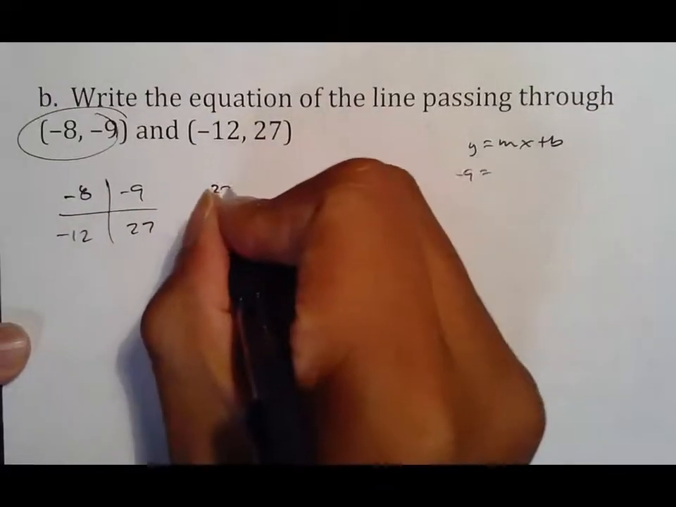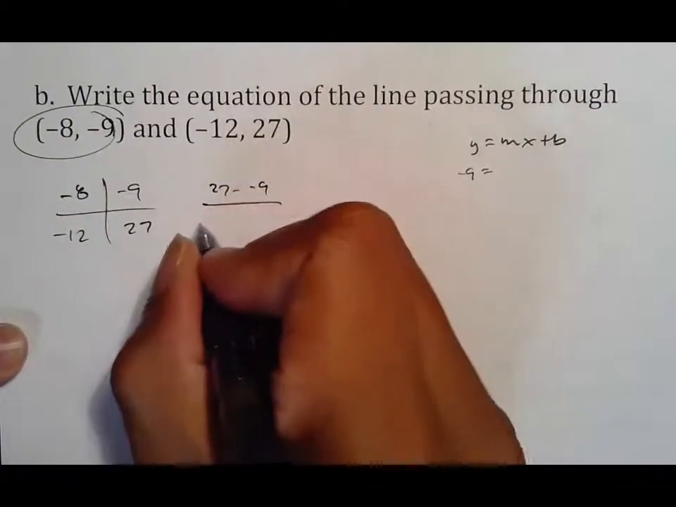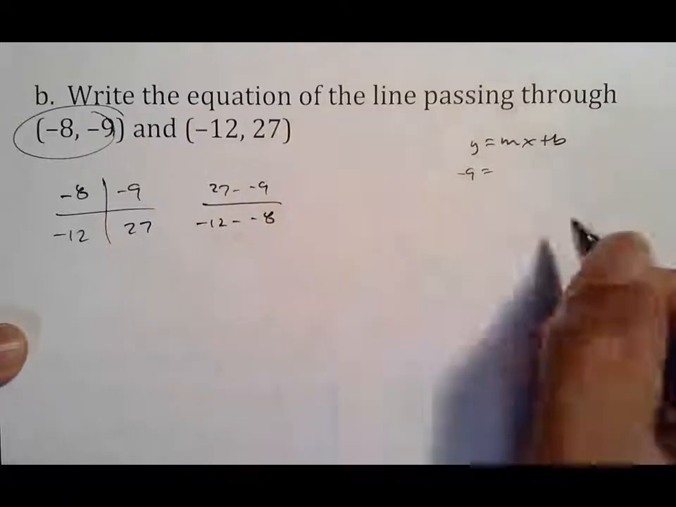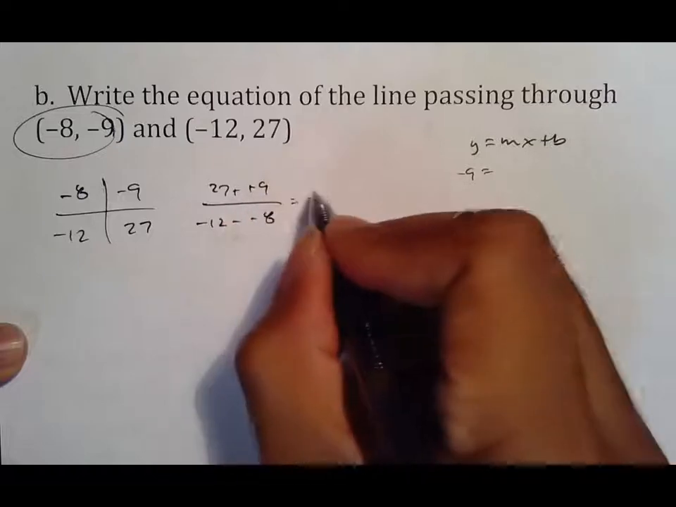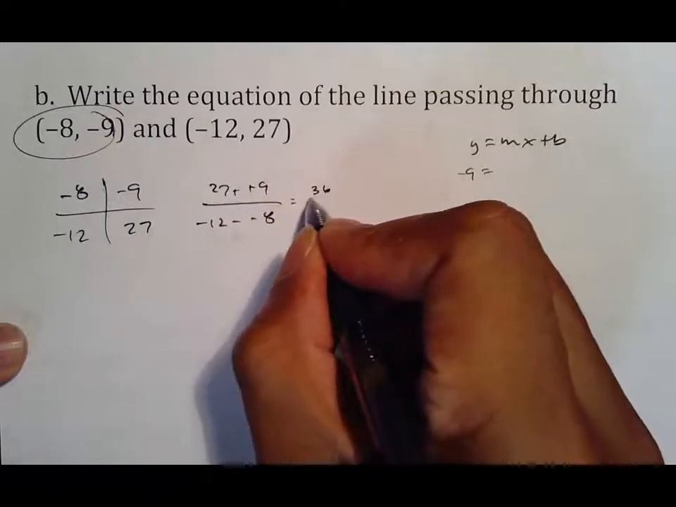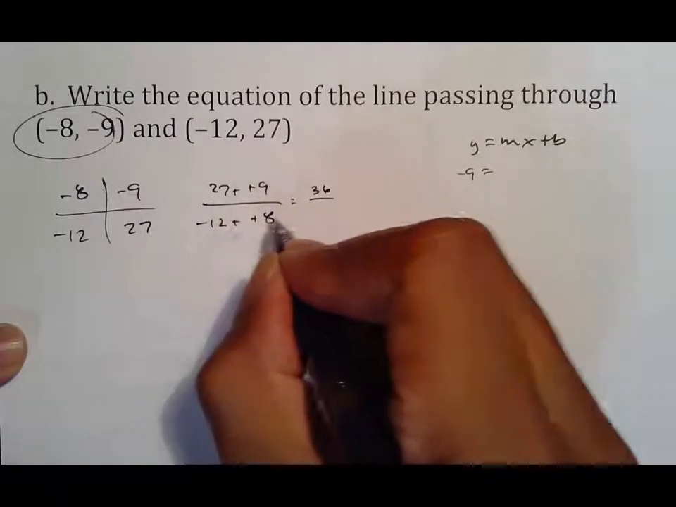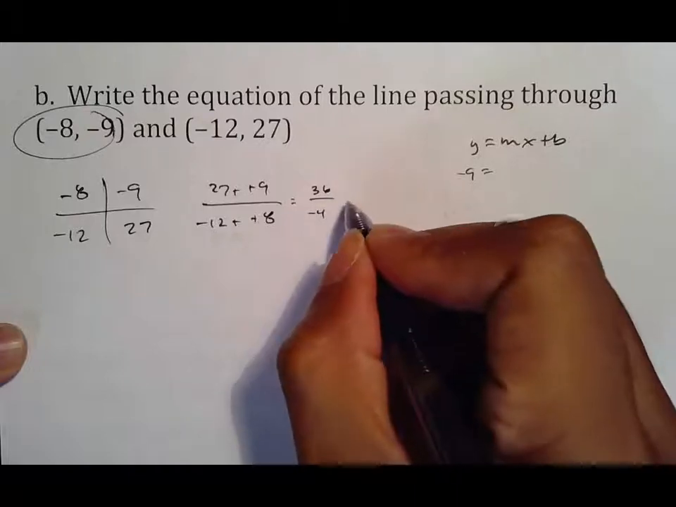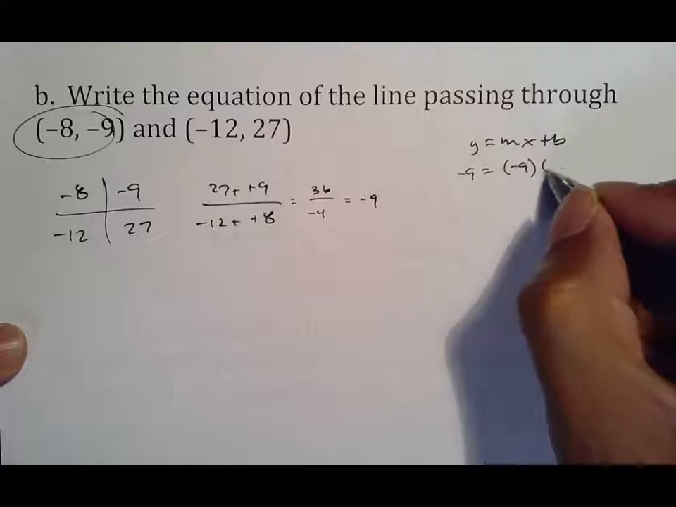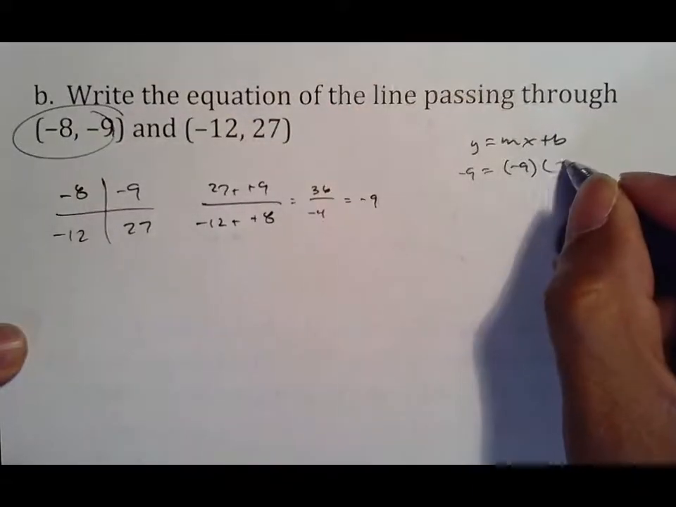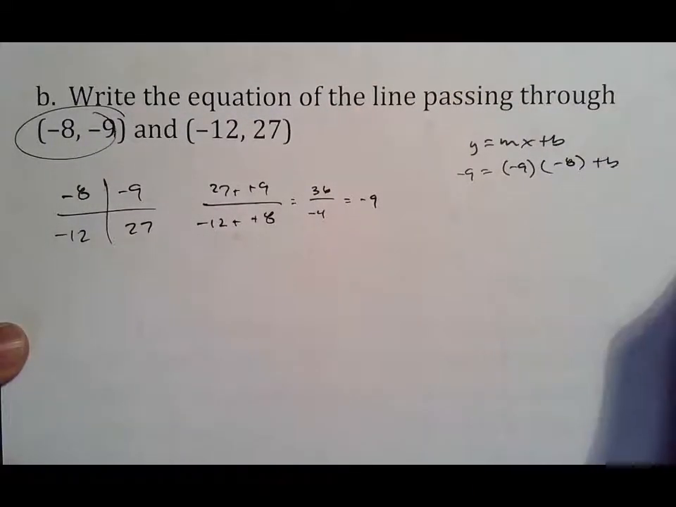That means I put 27 minus negative 9 over negative 12 minus negative 8. This turns into 36. This turns into negative 4, giving us negative 9, times x, which in this case is negative 8, plus b.